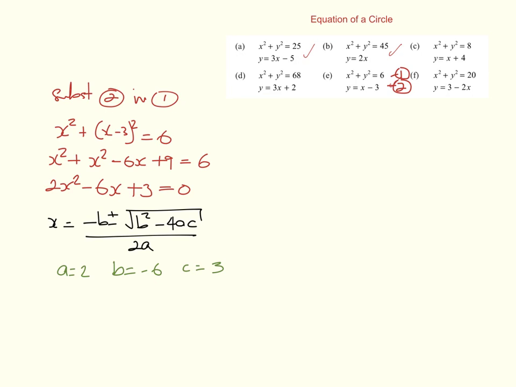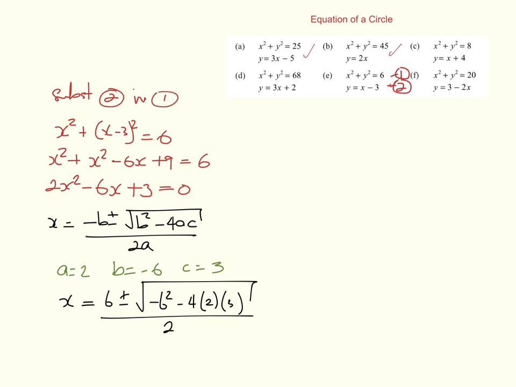Now I hope that by now you should be pretty much proficient in using the quadratic formula. In any case, let's go through it. x is equal to minus b, but b is already negative, so that means that's becoming a plus 6. Plus or minus the square root of minus 6 squared minus 4 times 2 times 3, all over 2 times a, and a is 2.